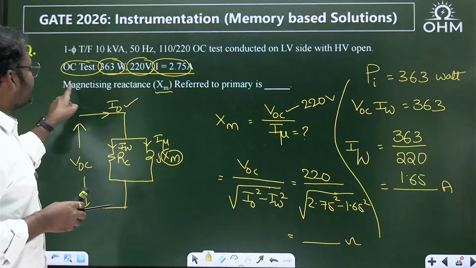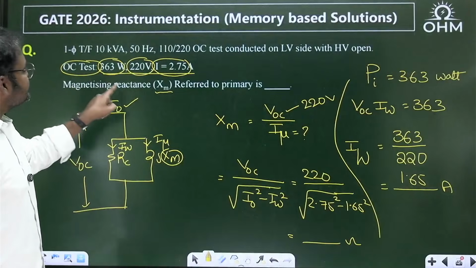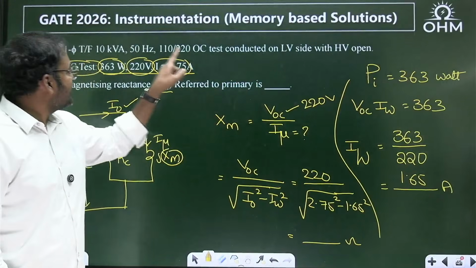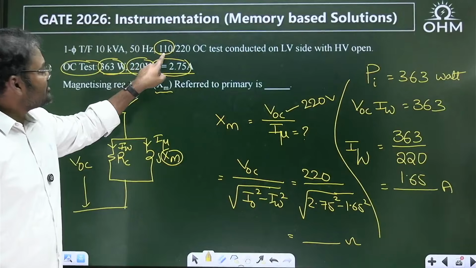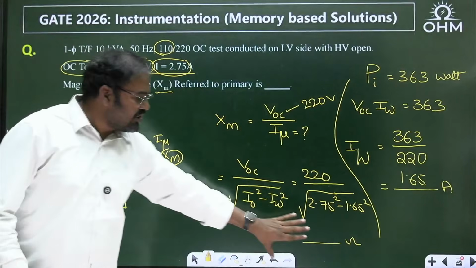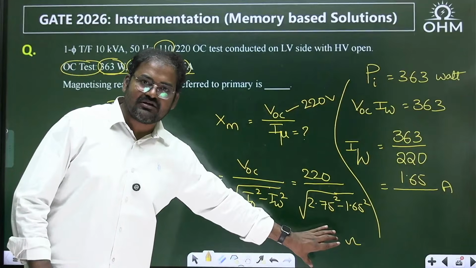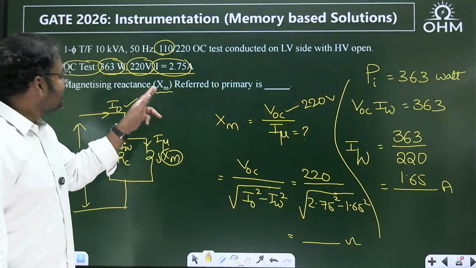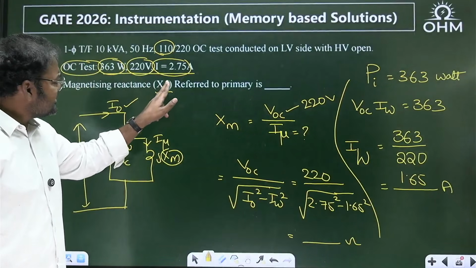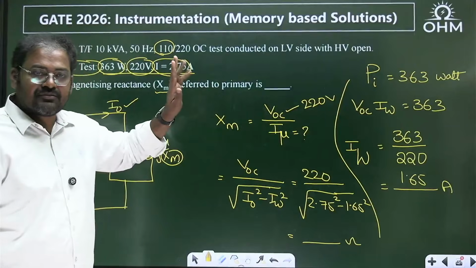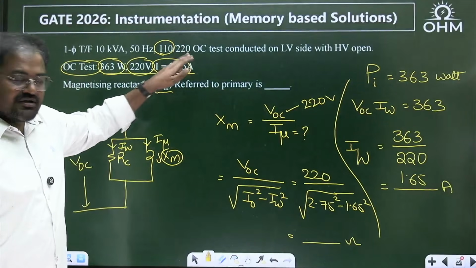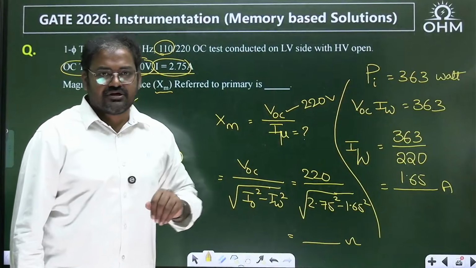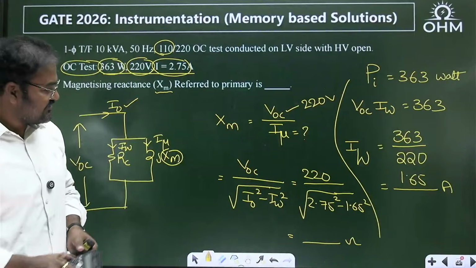What is the question they are asking? They just asked for the magnetizing reactance referred to primary. What is primary? Primary is already low voltage. Therefore, whatever answer you got from this calculation will be the final answer. Sometimes in exams, they may also ask what the reactance referred to the secondary side is. Secondary will be HV. Then what you need to do is transfer this reactance to the HV side. Got it? So let me complete the calculation. You'll get the final answer.